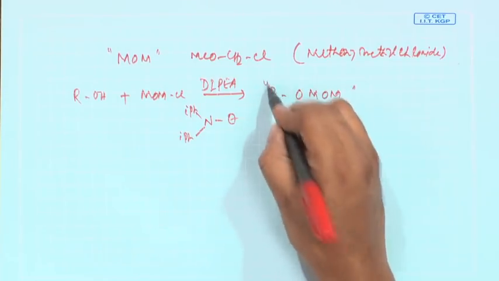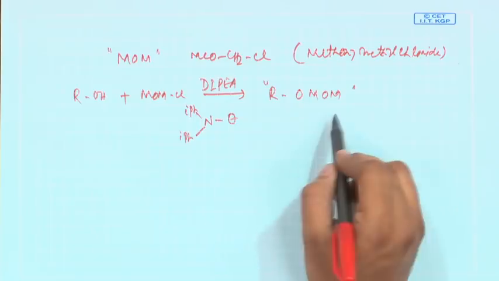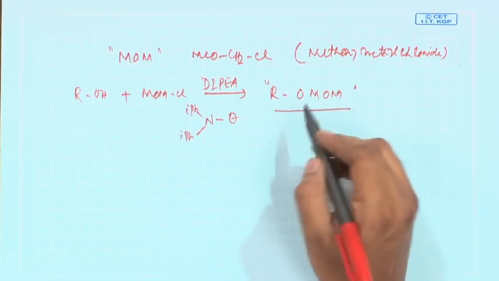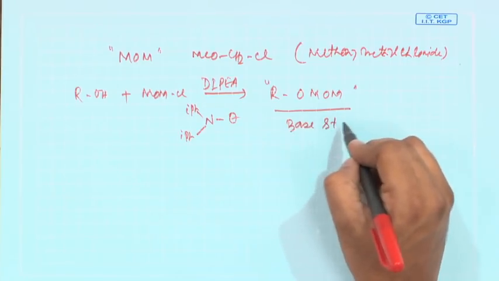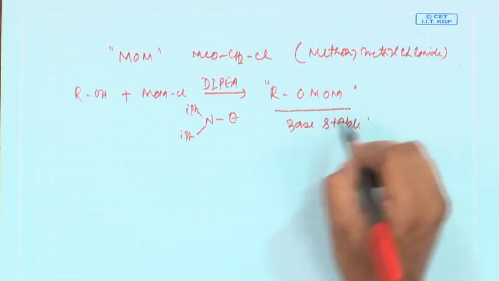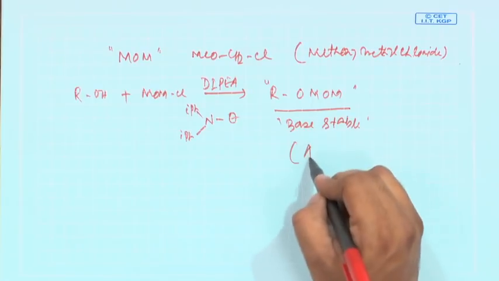MOM ethers are exceptionally stable in base, but they are very labile in acid. They are base stable, but they are acid labile.